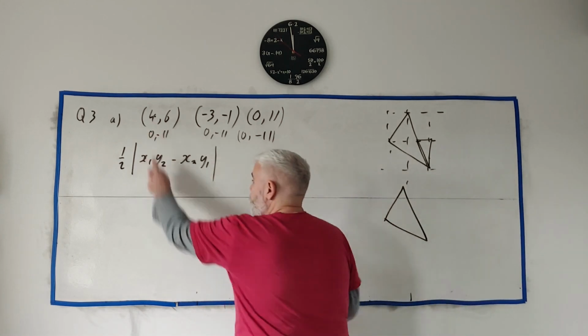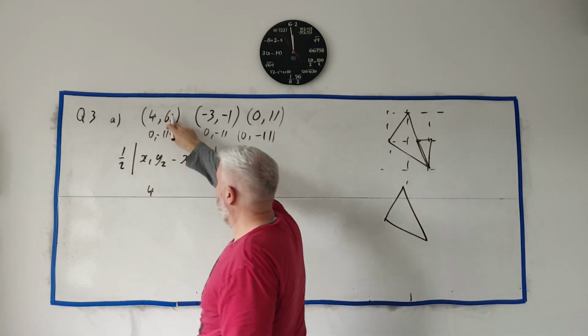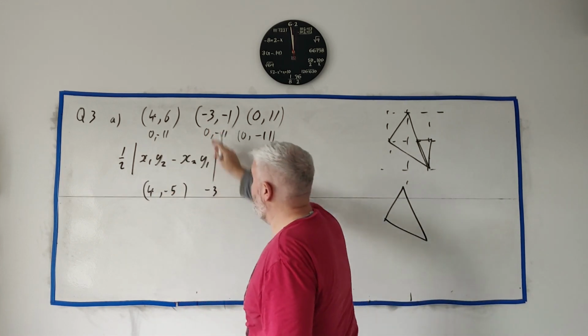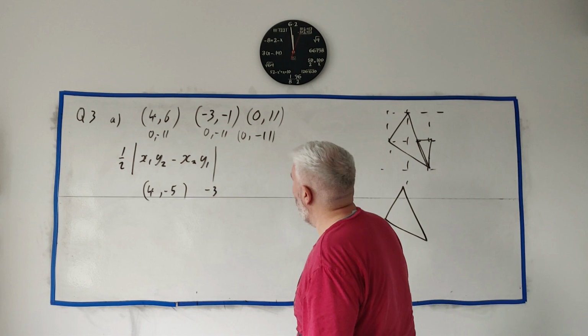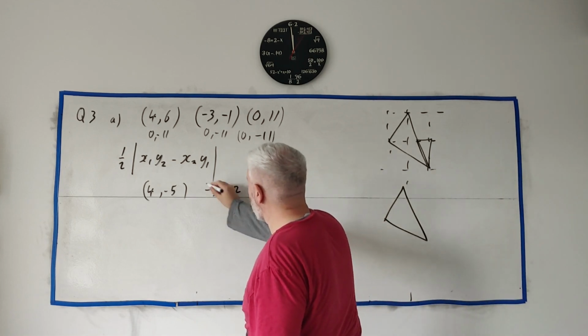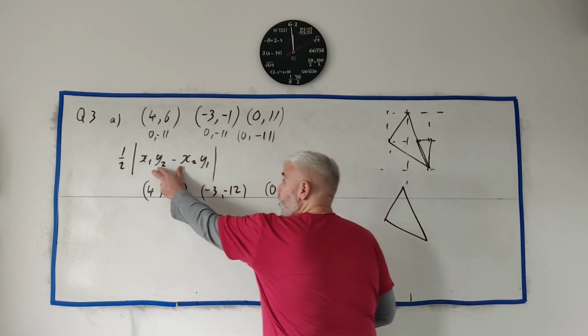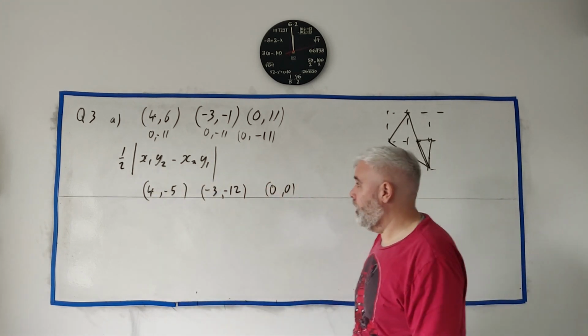And that means this one turns into 4 and minus 5. This one turns into minus 3, the minus 3 doesn't change, and minus 12. And this one becomes 0, 0. Meaning you can now use this formula without any trouble.